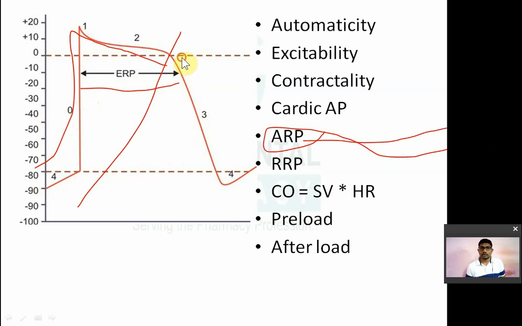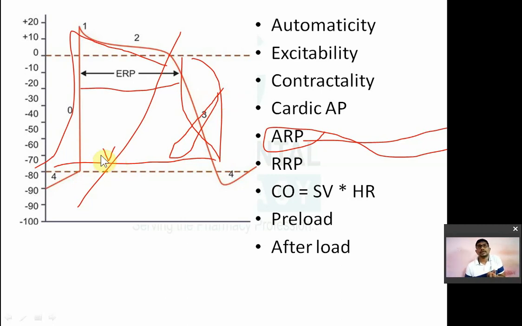In this third phase, which is known as the repolarization phase, if there is another impulse or strong stimulus, the cardiac cell can respond to that stimulus and can do another depolarization, and this period is known as the relative refractory period, RRP. So in the absolute refractory period, your cardiac cell will not respond to another impulse. In the relative refractory period, your cardiac cell will respond to another impulse.